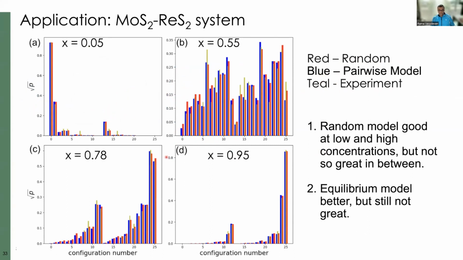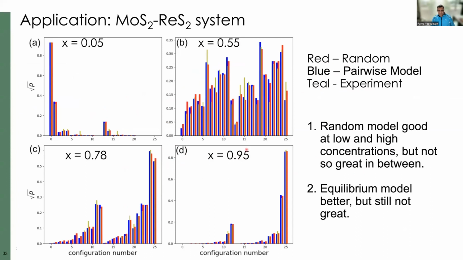And so what you find is that, if you look at these different histograms of our different configurations at different compositions, the random model is good at low and high concentrations, but it is not particularly good in between, right? If we look at these red bars, they're not particularly close to the teal bars for these intermediate compositions. So for example, this teal bar is quite high and the red predicts it should be quite low for these particular configurations. So this is clearly not working out very well. Now, the equilibrium model that we have, this pairwise model, is a little bit better, right?